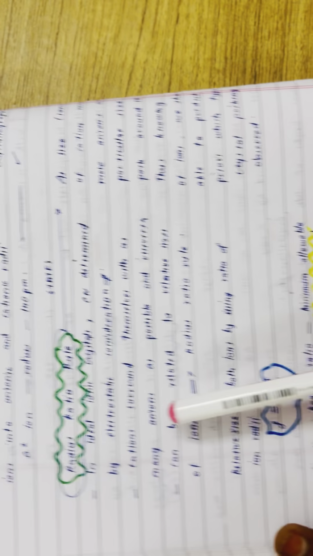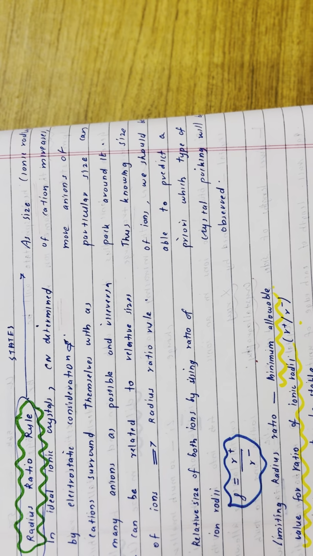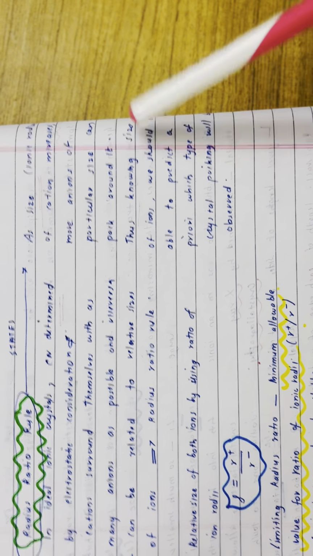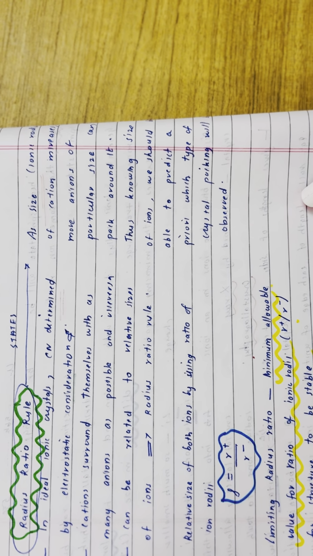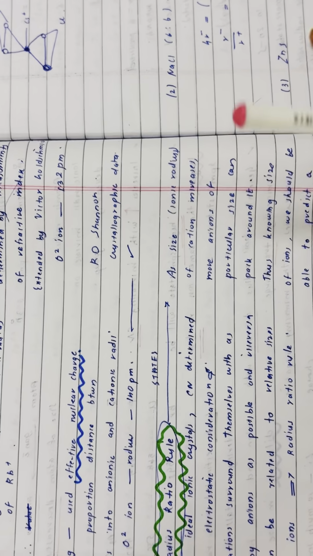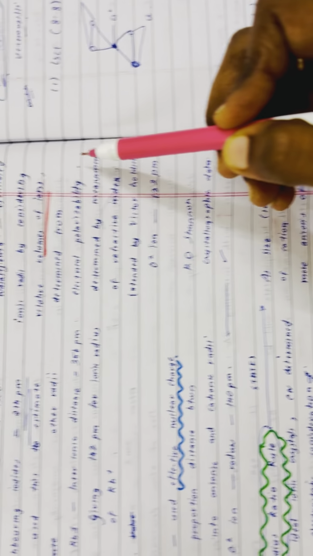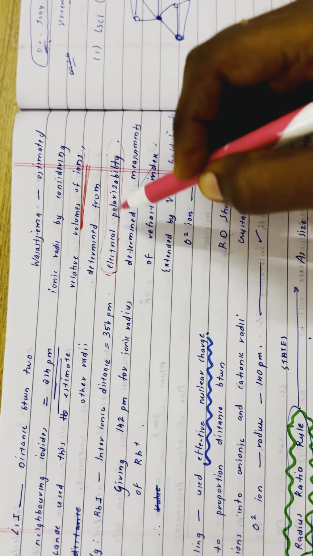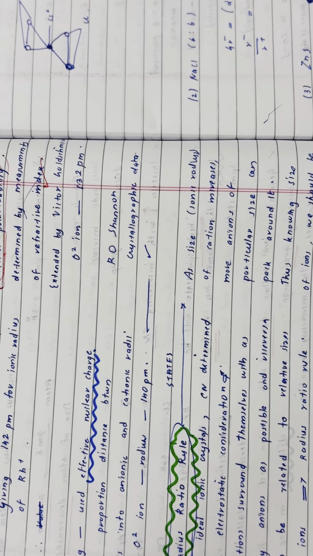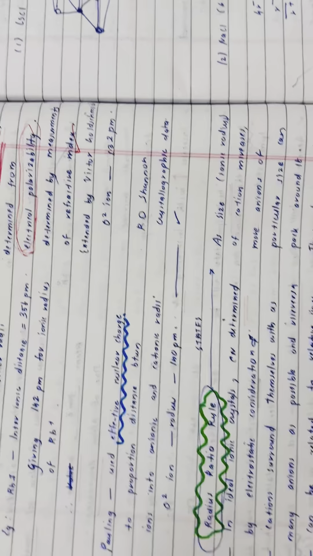So then comes the radius ratio rule. As the size of the cation increases, more anions of a particular size can pack around it. Thus, knowing the size of the ion, we should be able to predict beforehand which type of crystal packing will be observed. That is the significance of this radius ratio rule. Also, other than Pauling and Landé, another scientist estimated this by considering the relative volume of ions, determined from electrical polarizability. By using measurements of refractive index and so on, ionic radii is estimated.